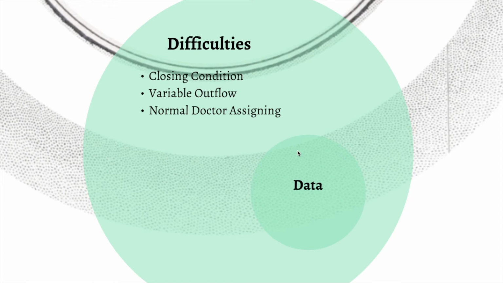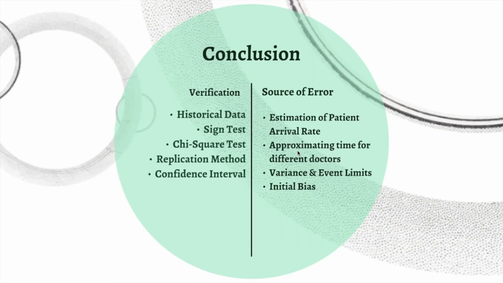Next is the variable outflow. We actually have too many variables in our model, but Sigma only allows a maximum of 15 variables to be added in without a developer's license. Therefore, we have to do the tracing in similar separate models. The third problem is the normal doctor assigning. In our design, we have a normal doctor and an assistant doctor. The normal doctor has higher priority than assistant doctor, and we have to show this feature.